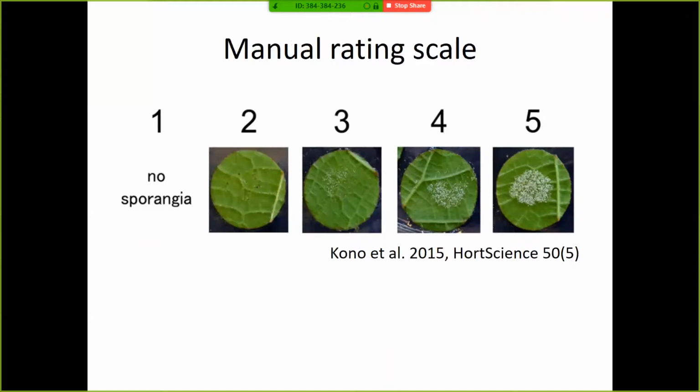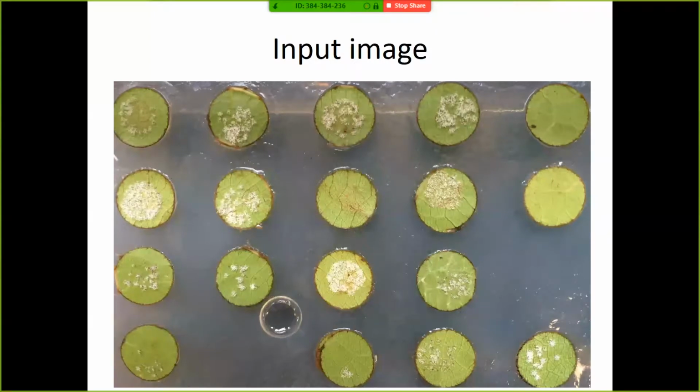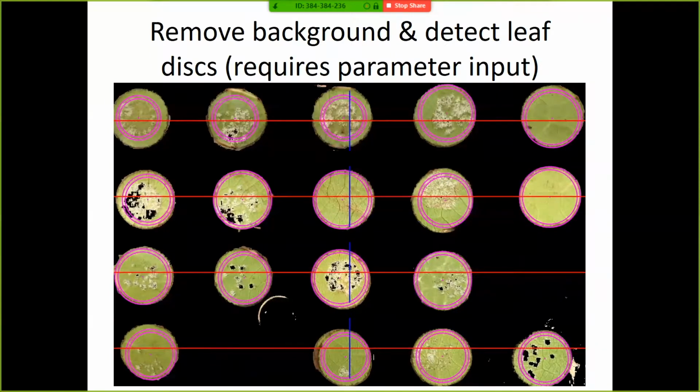So we compared the computer vision rating with a manual rating. So this is the scale. It's a 1 to 5 scale, where 1 is no sporulation and 5 is dense sporulation. So how we did the computer vision, or what the algorithm did, is that you have this input image, and what we want to do is remove the background, the agar, from it, as well as detect the leaf discs. And so this requires some user input of parameters.